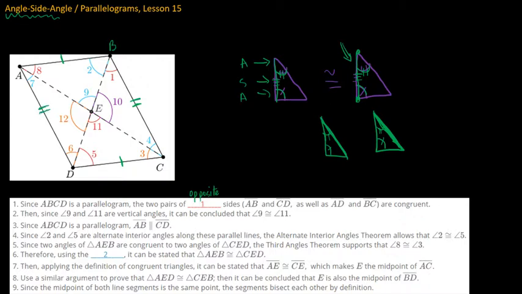And then the next thing they say is that since angles 9 and 11 are vertical angles, they are congruent to one another. So sure enough, if you look at angle 9 and angle 11, they are congruent. Next they say that since this is a parallelogram, AB is parallel to CD. Since 2 and 5 are alternate interior angles along these parallel lines, we can allow that those two angles are congruent.